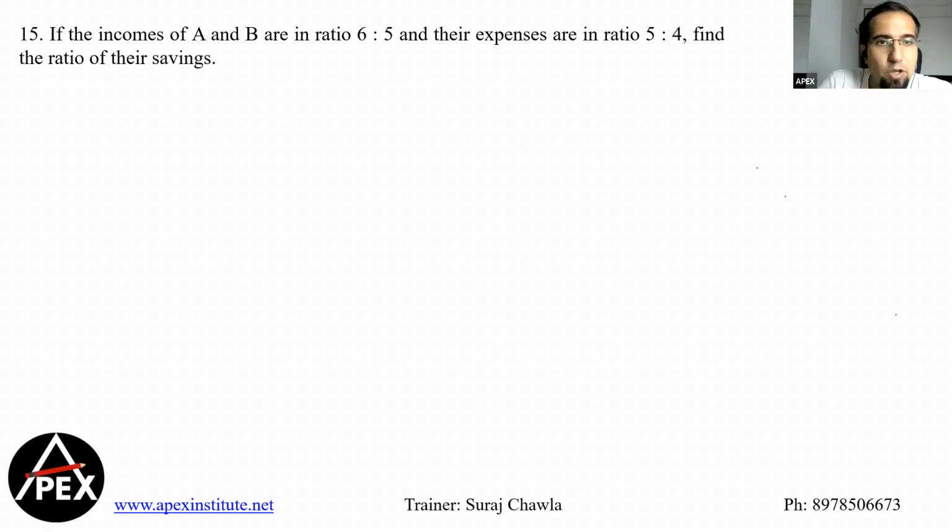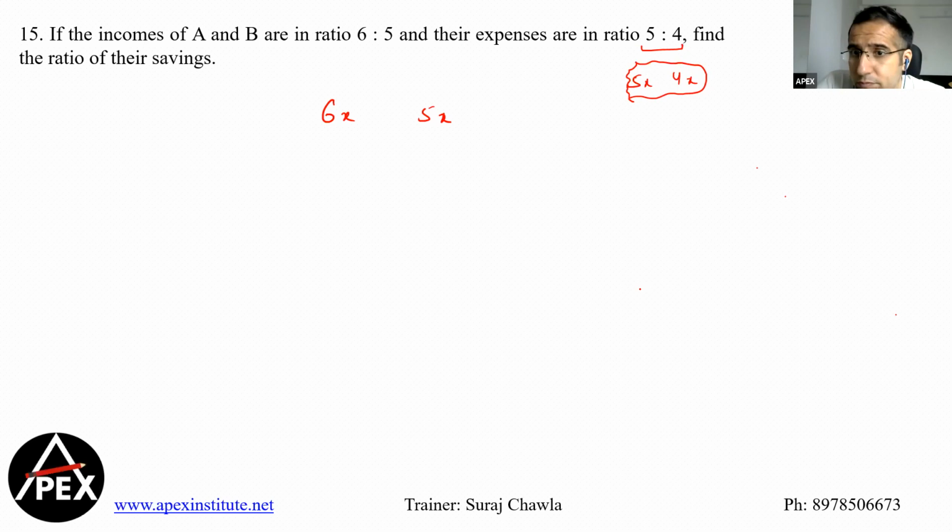Yep, let's see this, guys. Now, this question says if incomes of A and B are in the ratio of 6:5. So, I can repeat, guys. I will take this as 6x and 5x. Now, tell me one thing. If expenditure is 5:4, should I take 5x and 4x? Yes, no, yes, no. Of course not. The question has not told you x is same here. So, your job is to take a different variable. So, I will take 5y and 4y. Two different ratios, two different variables.